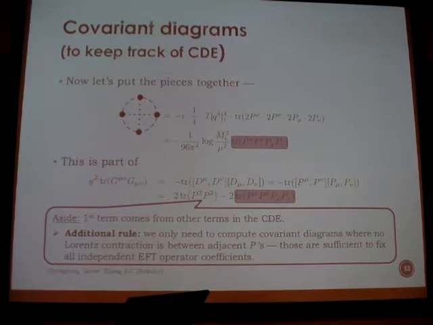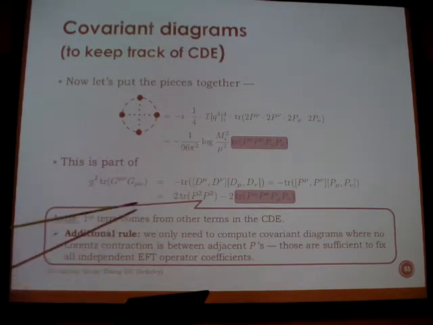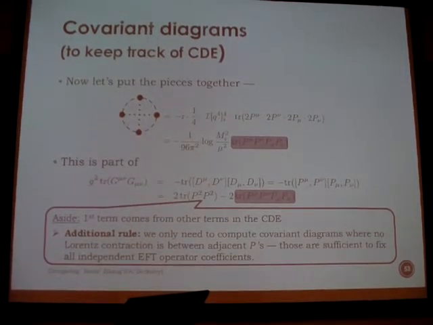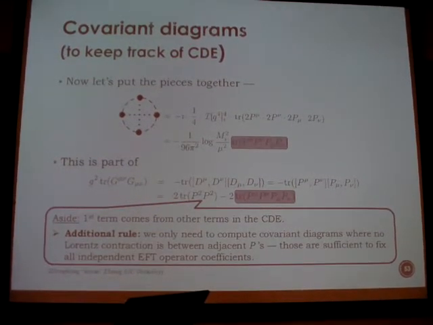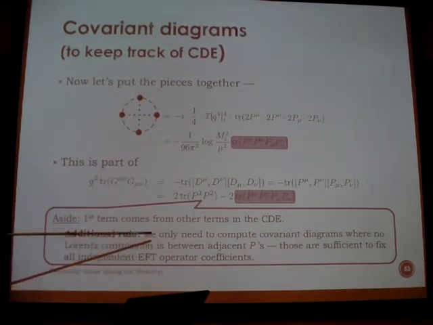So as a side comment, you might be wondering, what about the first term? And in fact, the first term comes from the other terms in the CDE that we haven't worked out. And it turns out that for technical reasons, there is an additional rule saying that we can obtain the full EFT Lagrangian by computing just a subset of the terms in the CDE. And this subset corresponds to covariant diagrams where a Lorentz contraction is between the adjacent p's only, such as this one.